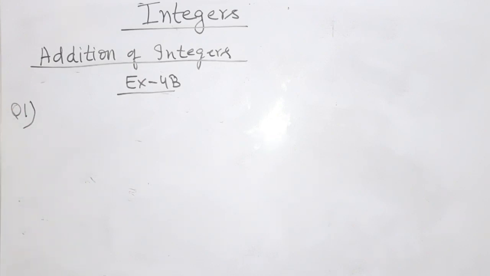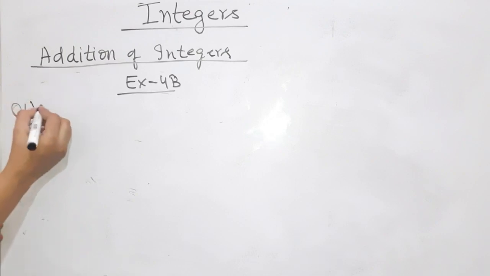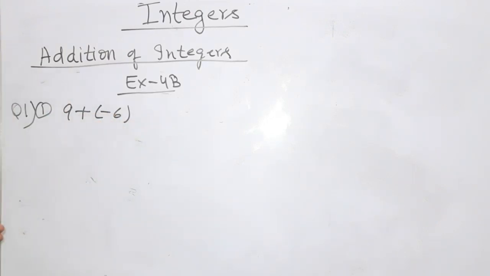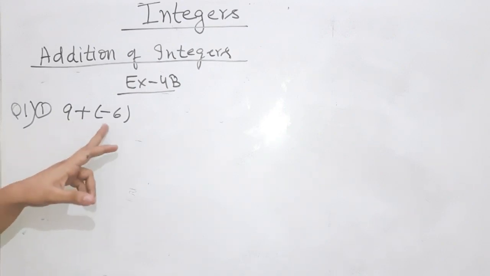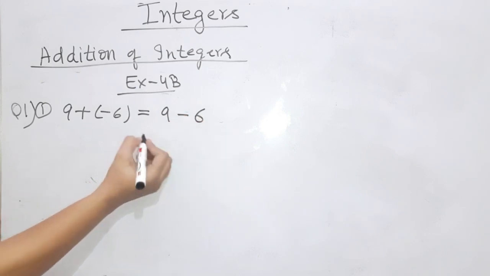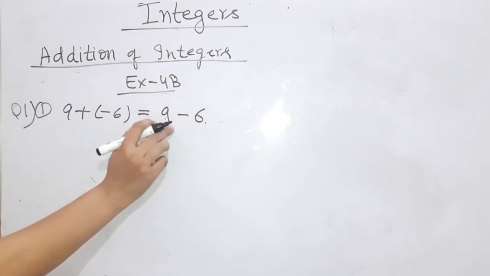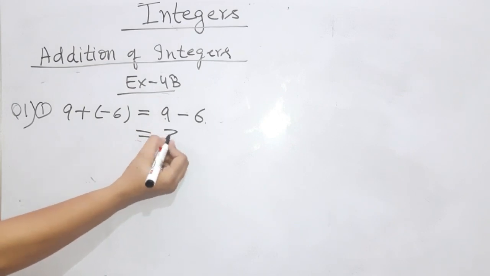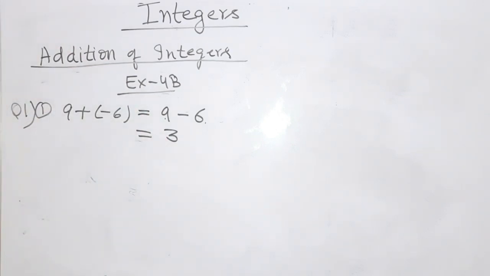For question number 1, all the questions will be done in the maths classwork copy. Option number 1 is 9 plus within bracket minus 6. So 9 minus 6, one positive, one negative. We have to subtract and give the sign of the greater number. So the answer will be 3.